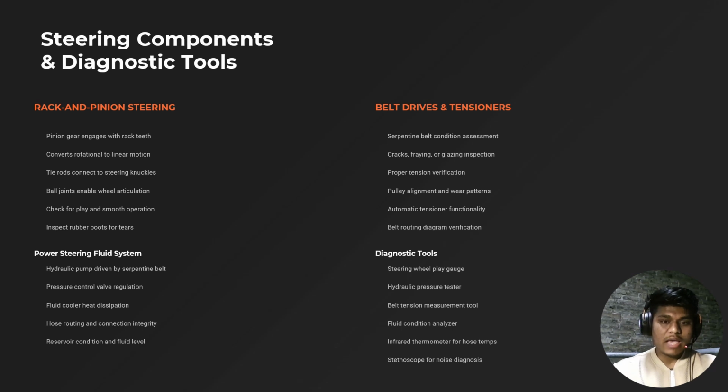Technically, the rack and pinion system converts rotational motion to linear motion through tie rods and steering knuckles. I'm inspecting the rubber boots for any tears that could lead to component failure. To ensure accuracy, we utilize diagnostic tools such as steering play gauges, a hydraulic pressure tester, and infrared thermometers to monitor fluid temperature.